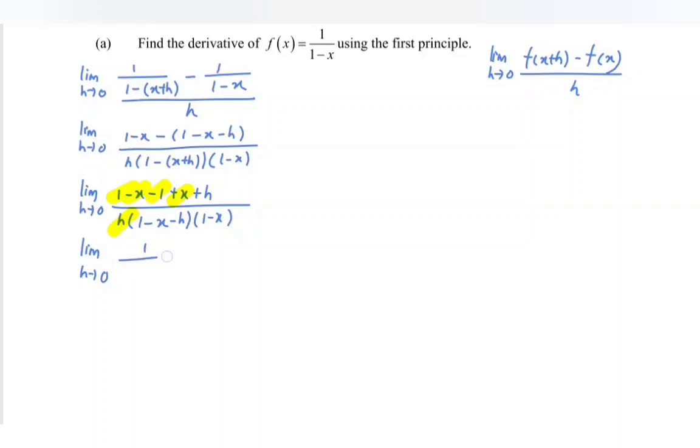Then we will have 1 over 1 minus x minus h bracket 1 minus x. So if we substitute h equals 0, we will have 1 over 1 minus x bracket, two times. So f prime x is 1 over 1 minus x bracket squared.